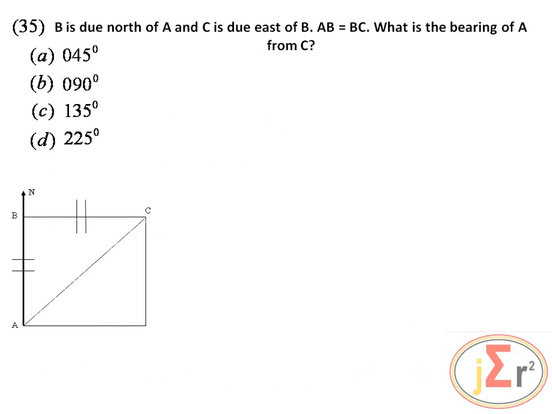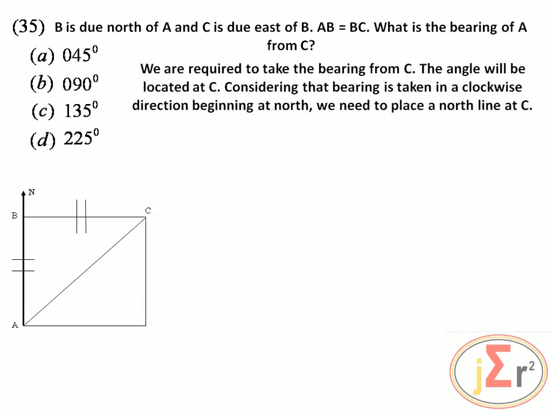B is due north of A. C is due east of B. Go east, we see C. AB is equal to BC. What is the bearing of A from C? We are required to take the bearing from C. The angle will be located at C.